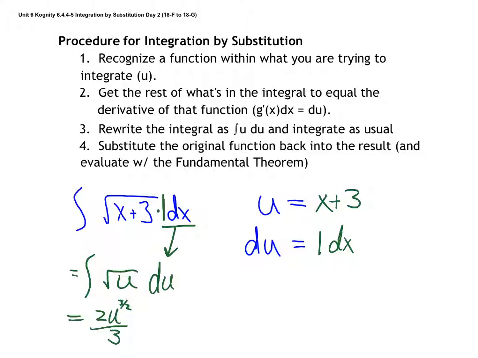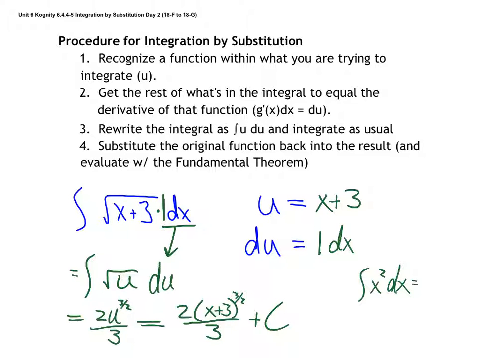But I don't want to leave my answer in terms of u, so I am going to substitute back in 2 times x plus 3 to the 3/2. Don't you have to keep the du with it? Well, no, remember the du is what is telling us what to integrate with respect to. Like when we did the integral of x squared dx, it was just x cubed over 3. There's no dx left anymore.